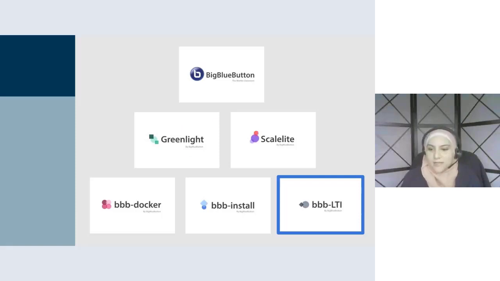There's certainly Greenlight and Scalelight. BigBlueButton Docker is a repository full of Docker images. BigBlueButton install is a bash script for installing BigBlueButton. And using BigBlueButton install, you can actually install Greenlight and LTI as well. And then there's the LTI apps. That's the focus of this presentation. And the LTI apps are a very important component of the BigBlueButton ecosystem. So that's what we're going to cover today.